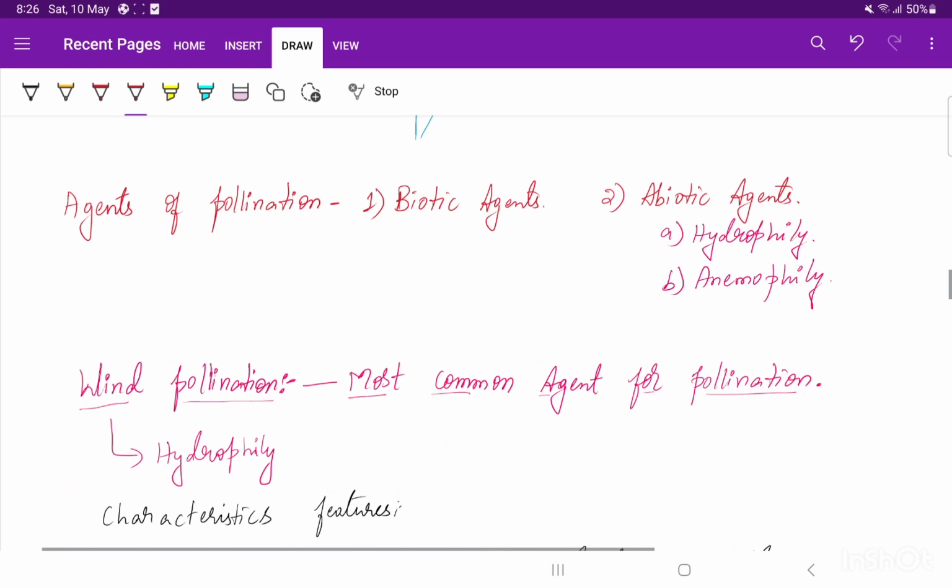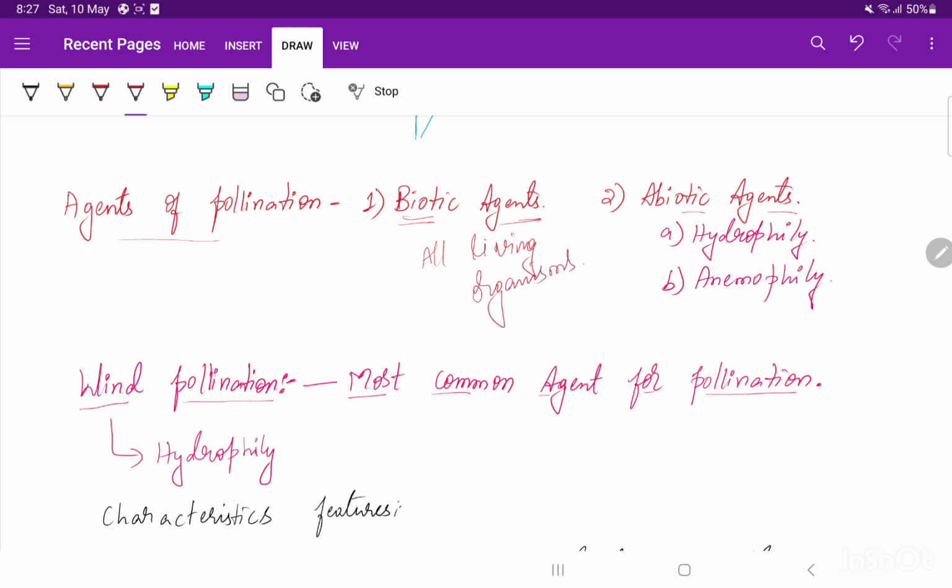Next, for pollination, we have seen in the starting of this session that agents are required. The agents of pollination are of two types: biotic agents and abiotic agents. Biotic agents are all the living organisms like insects, birds, snakes, etc. In abiotic factors, first is water, where water is involved in pollination, that is called hydrophily, and where wind is involved in pollination, that is called anemophily. Okay, we have seen this in my previous video in the highlights of pollination.